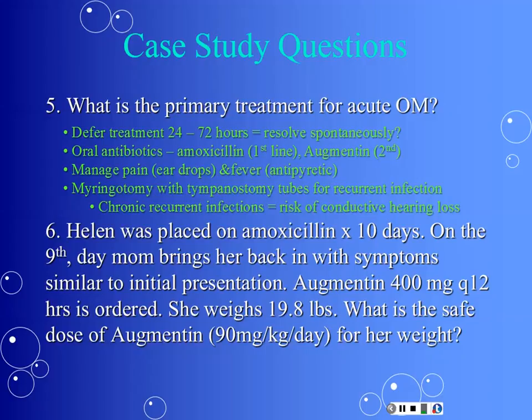So they gave Helen amoxicillin for 10 days, and on the 9th day, Mom brings her back. Symptoms are similar to initial presentation. It didn't work. So they want to try Augmentin, and they ordered 400 milligrams every 12 hours.